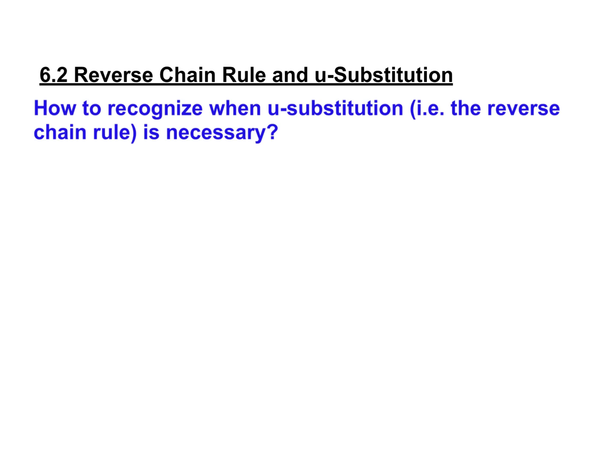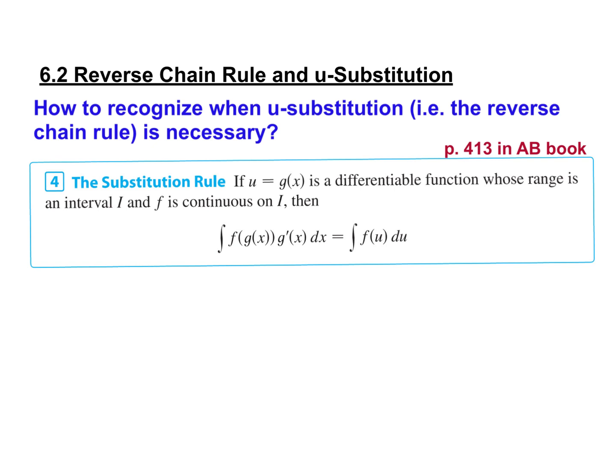It really is reverse chain rule, okay? How do you know when it is necessary? And I'm going to give you some information here. It's sort of my best way to help you figure out when you have to use it, okay? Now, I pulled something from the AB book. If you want to screenshot it from there, it's on page 413. This is the substitution rule, okay?